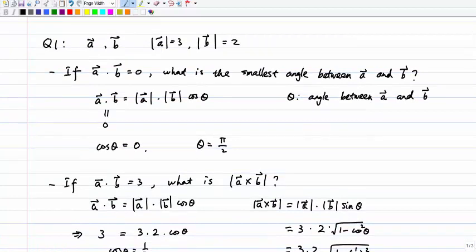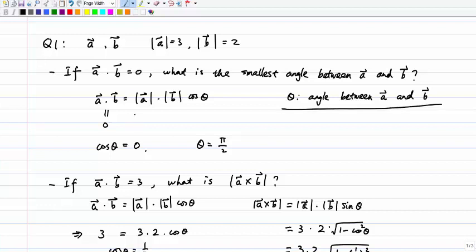The first question says you're given two vectors, a and b, and we don't specify the dimension of the a and b vectors. It could be any dimension. The a vector has a norm of 3 and b has a norm of 2. If a dot b is 0, what is the smallest angle between the two vectors? Based on the definition of the dot product, a dot b is the norm of a times the norm of b times cosine theta, where theta is the angle between these two vectors.